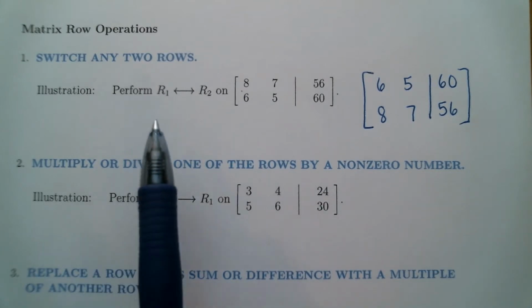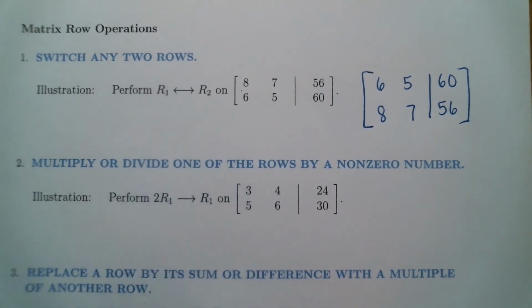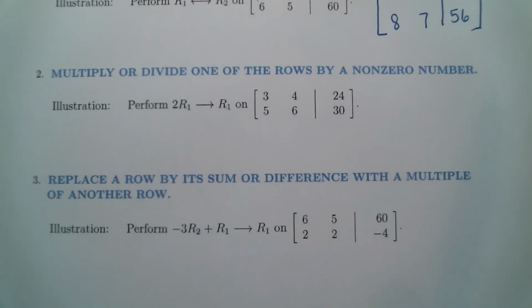And that's it. You switch the entire rows. You do need to know how to read this shorthand notation. Row 1, switch with row 2. You are also going to need to be able to write it down to explain how you go from one matrix to the next. So start paying attention to this notation. All right, so that's the first thing you can do, switch any 2 rows.